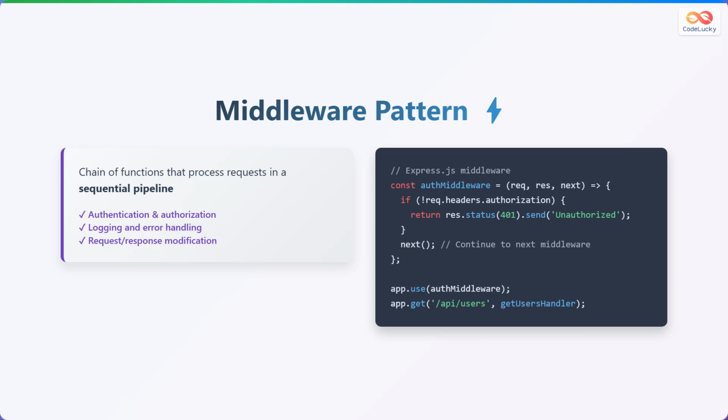Consider this example. We define an auth middleware function that checks for an authorization header in the request. If the header is missing, it returns a 401 unauthorized status. Otherwise, it calls the next function to continue to the next middleware in the chain. We then use this middleware in an Express.js application using app.use before defining the route handler for /api/users.